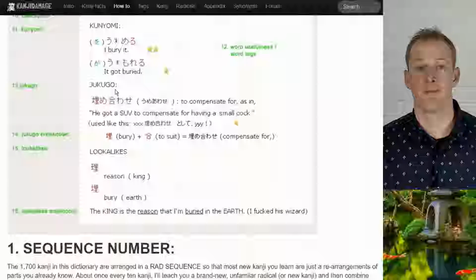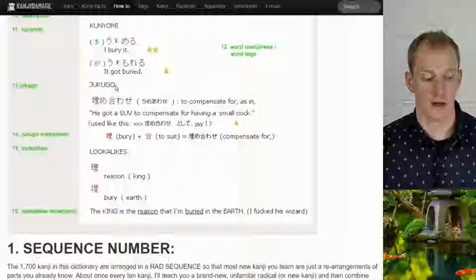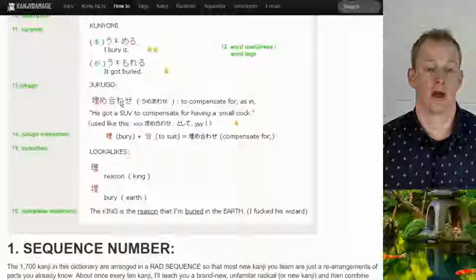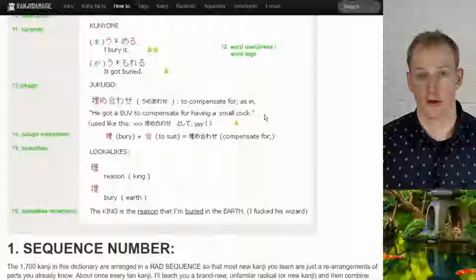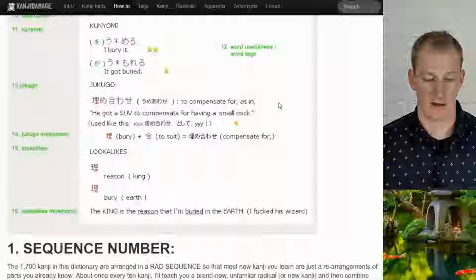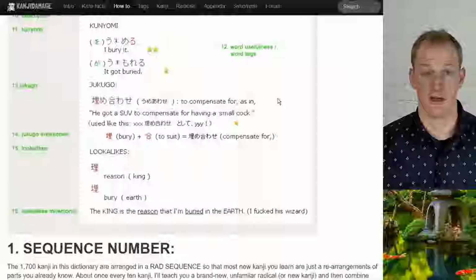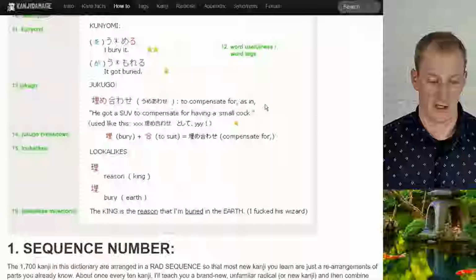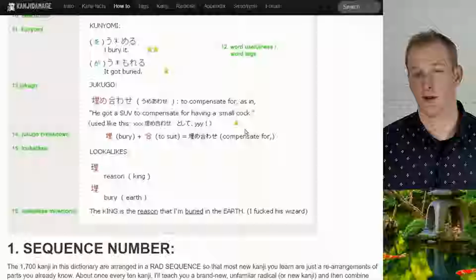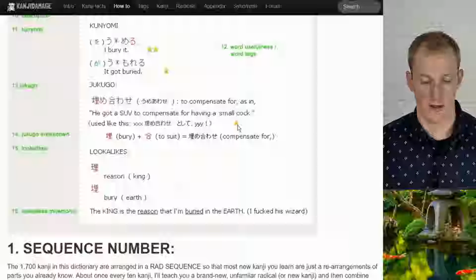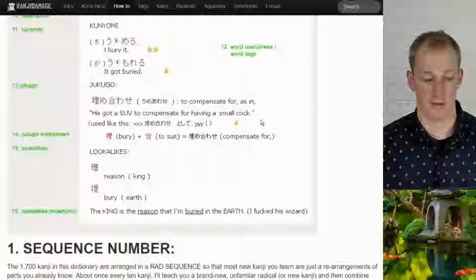And we have the jukugo. This word just means a compound word. So this is just going to show the compound words that you should learn. And this is a really big issue in kanji textbooks. They'll teach you compound words which you're never ever going to use. So he tries not to do that, but we see even this one is a 1 star, so it's not particularly common, but still it gets used in Japanese.